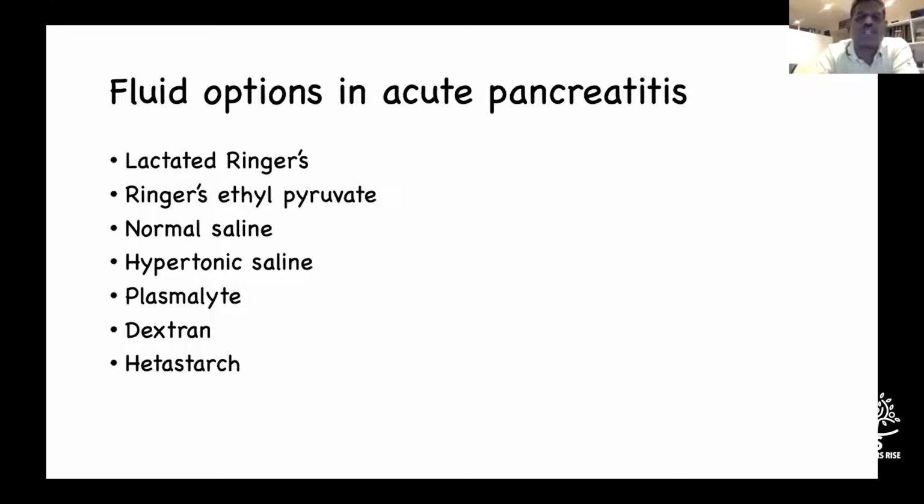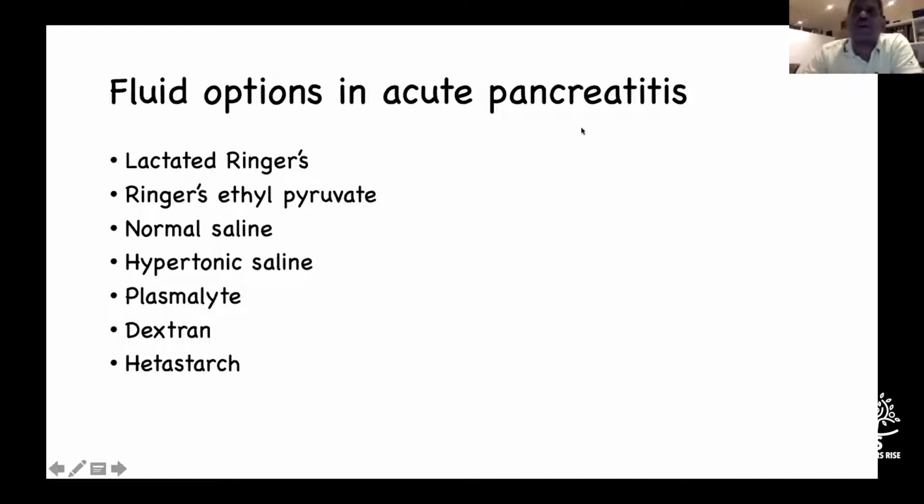Now, the fluid options in acute pancreatitis are like this. If you have answered some of our survey questions, you will understand them. Lactated Ringer's is the most popular fluid because of the studies indicating that it is very useful. The other is Ringer's ethyl pyruvate, which is not available everywhere. The other most commonly used fluid is normal saline. Some units use hypertonic saline, which is still under research. More balanced electrolyte solutions like Plasma-Lyte, or colloids like dextran or hetastarch, are also fluids that you use for resuscitation.